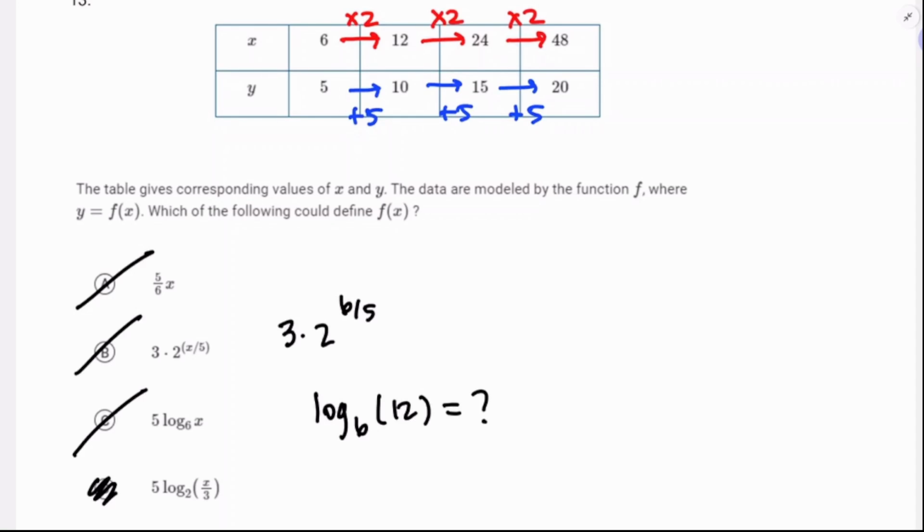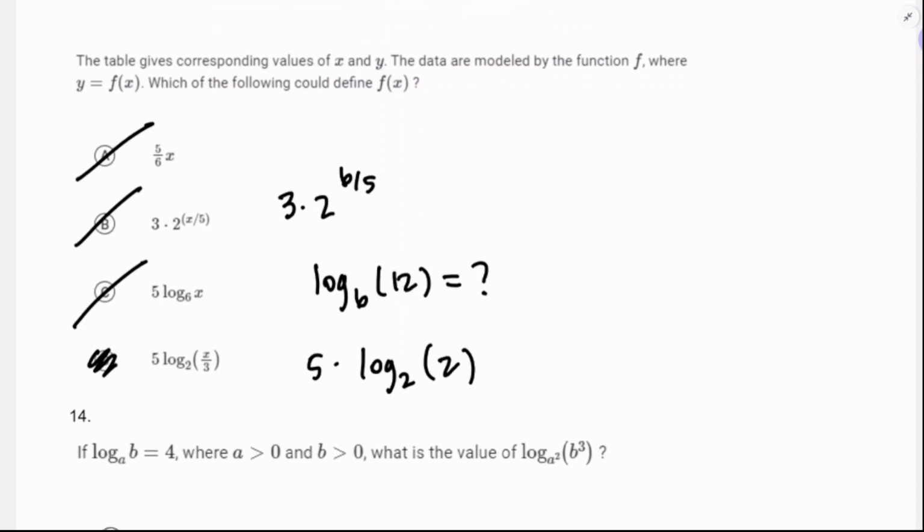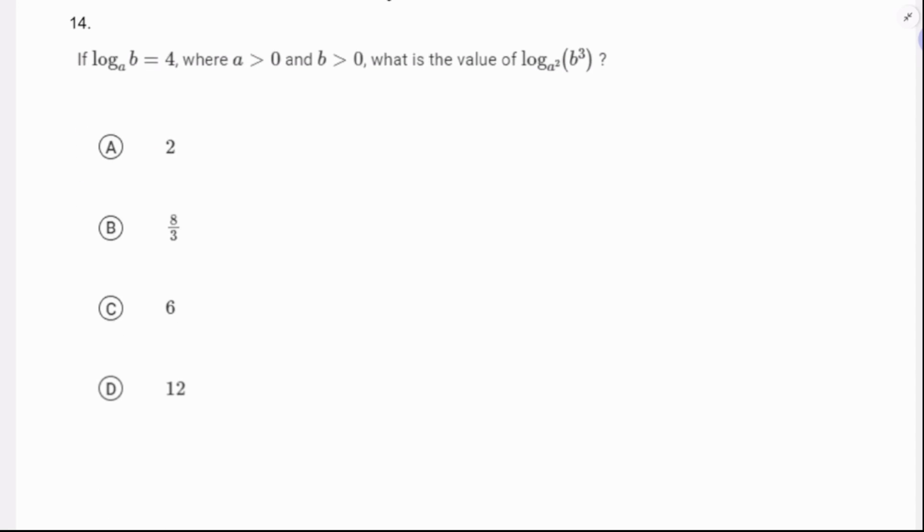I'm going to go over here and say 5 times log base 2 of x over 3. So that would be log base 2 of 2. 12 divided by 3 is 4. 24 divided by 3 is 8. 48 divided by 3 is 16. Yeah, these are numbers that we can take the log with base 2 of. So I'm feeling confident about that and enough to make that choice and move on.